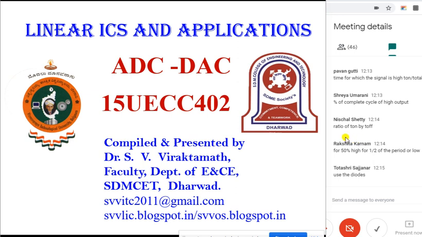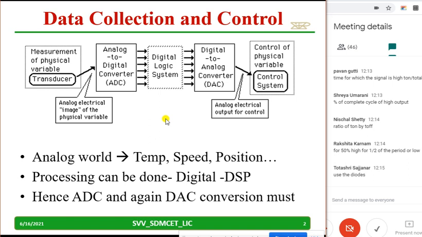Hope the screen is visible. Now I have shared the slide. A to D converter and D to A converter we are going to discuss now. Most of you know these things. Everything is analog in nature. For example, temperature, speed, position, anything you take, all of these are analog. But processing we do in digital. Hence, there is a need for conversion from analog to digital before we go for processing. After processing, if I want to use it, I again need analog, so there I need a digital to analog converter. Hence, ADCs and DACs are very important, and in this chapter we are going to discuss the different types of A to D converters and D to A converters.